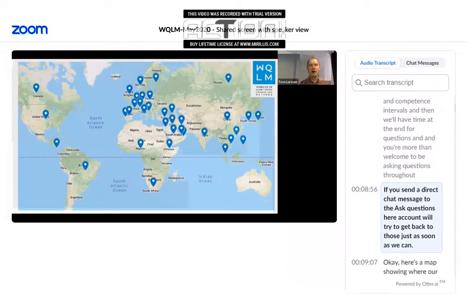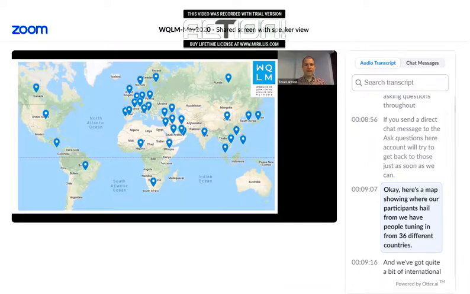Okay, here's a map showing where our participants hail from. We have people tuning in from 36 different countries, and we've got quite a bit of international, global participation here, and we're really excited about having all of you join us.